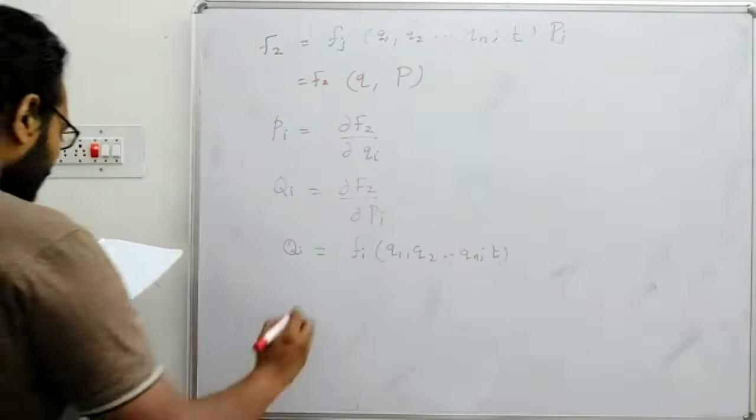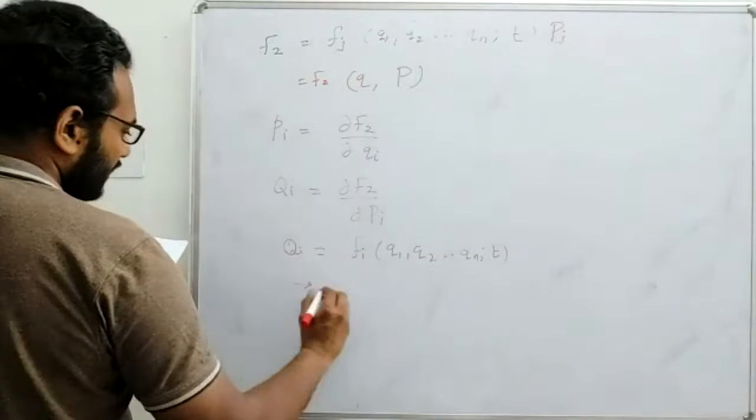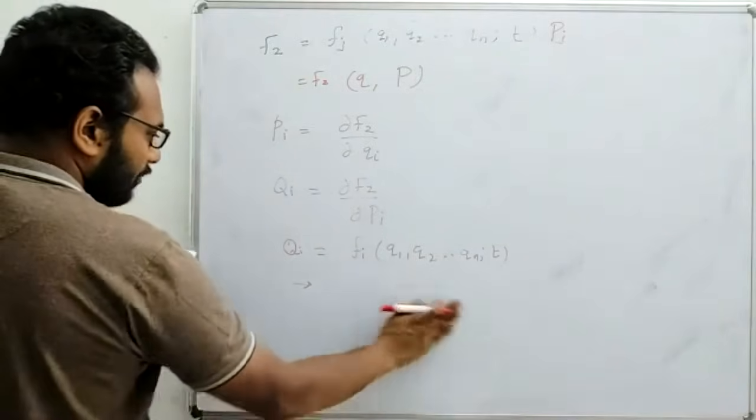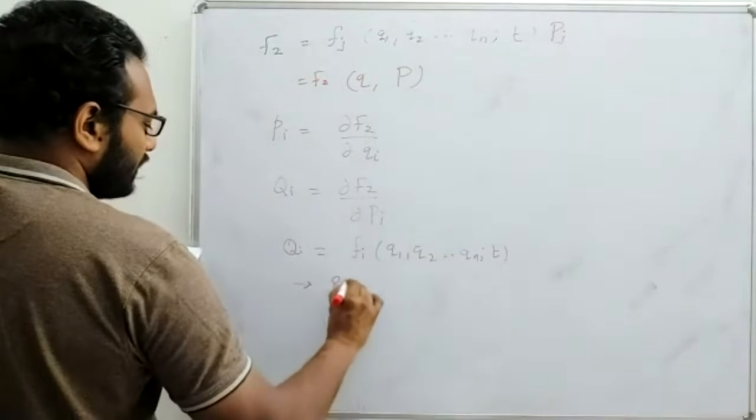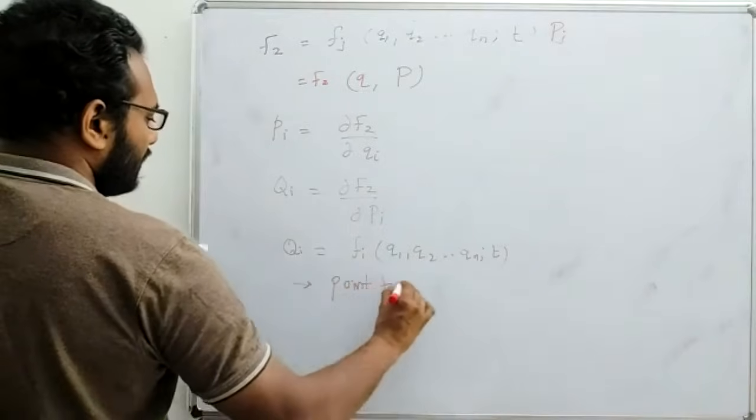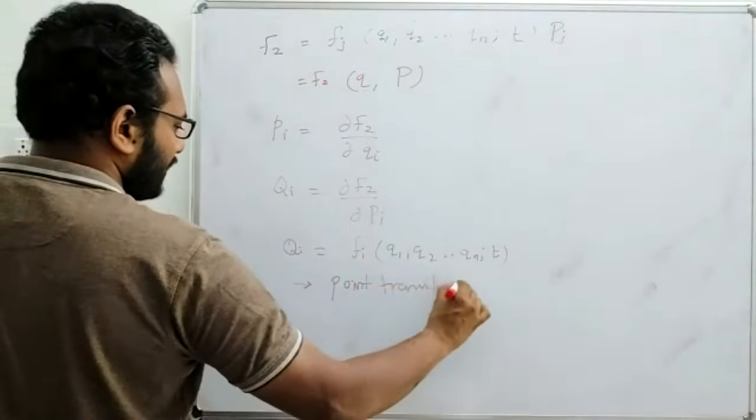Now this kind of transformation we discussed earlier. It's an example of what's known as a point transformation, a point transformation in configuration space.